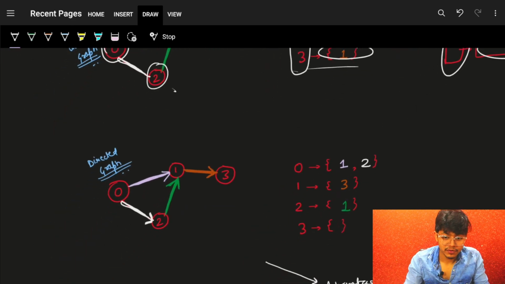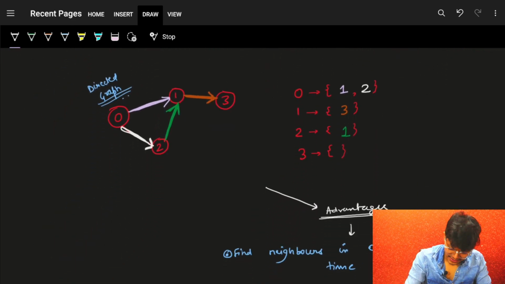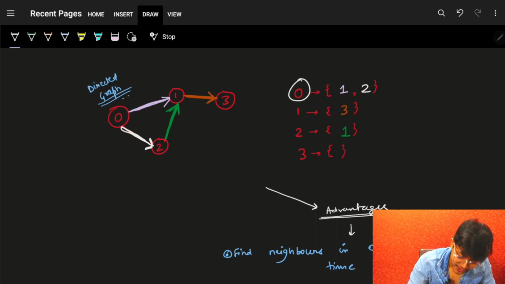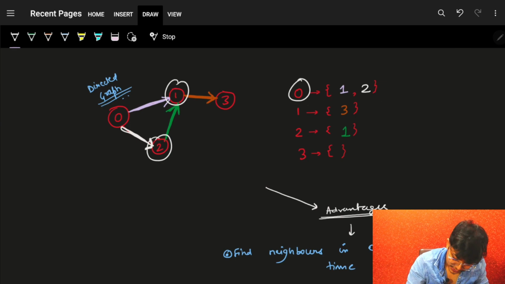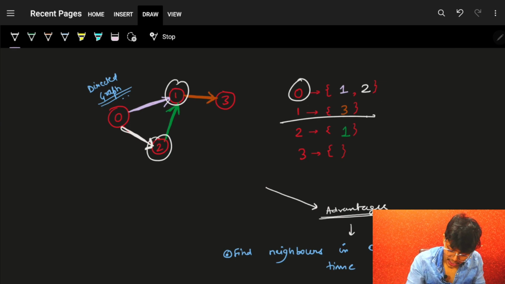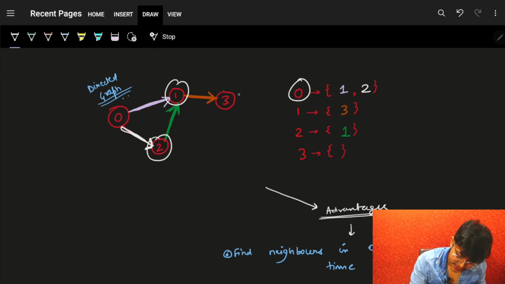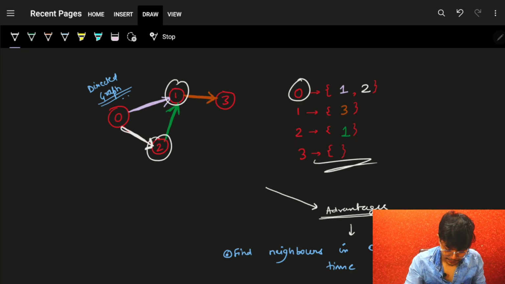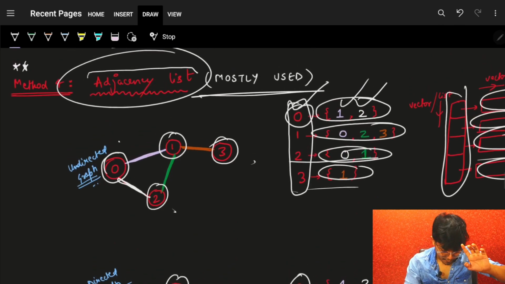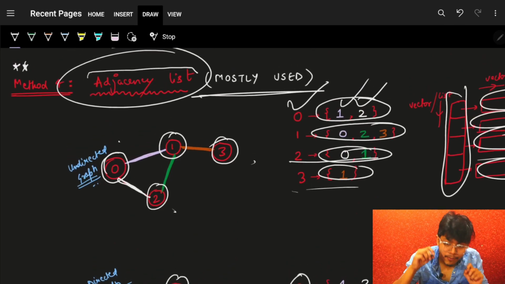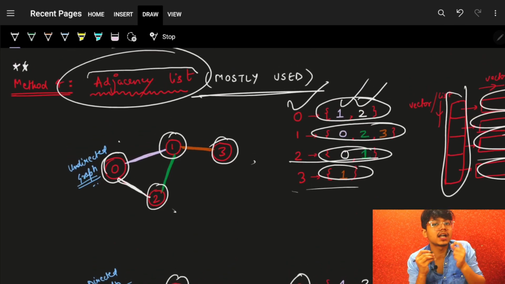With this help, what will happen is, firstly, let's see with the directed graph. With 0, I can only have 1 and 2. So I just have that. With 1, I only have 3. I have that. With 2, I only have 1. So I have that. With 3, I have nothing. So it's just empty.